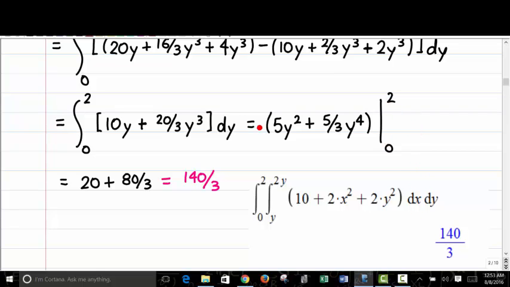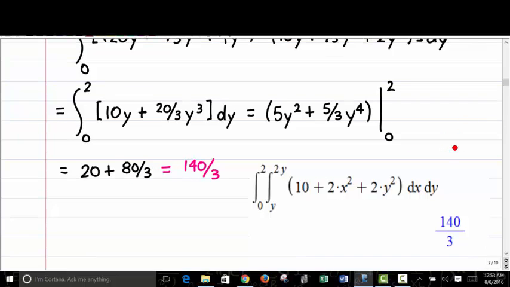Put in 2, put in 0, put in 2, you'll get this result, and 0 will be 0. But there are some functions you have to be careful with, like if you have e to the x or e to the whatever, or if you have cosine. Those are two values where, when you put 0 in there, you don't get 0. But when they're just polynomial variable terms like this, 0 will automatically be 0, so I just didn't write minus 0. So you get 140 over 3.